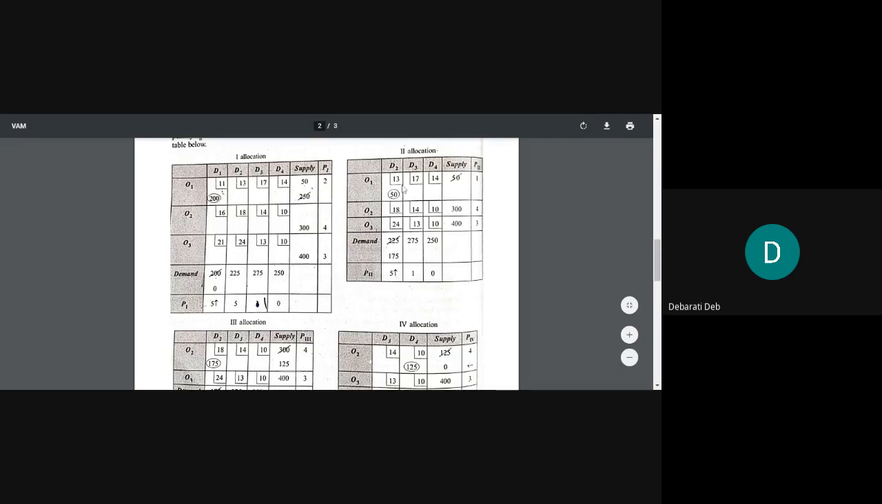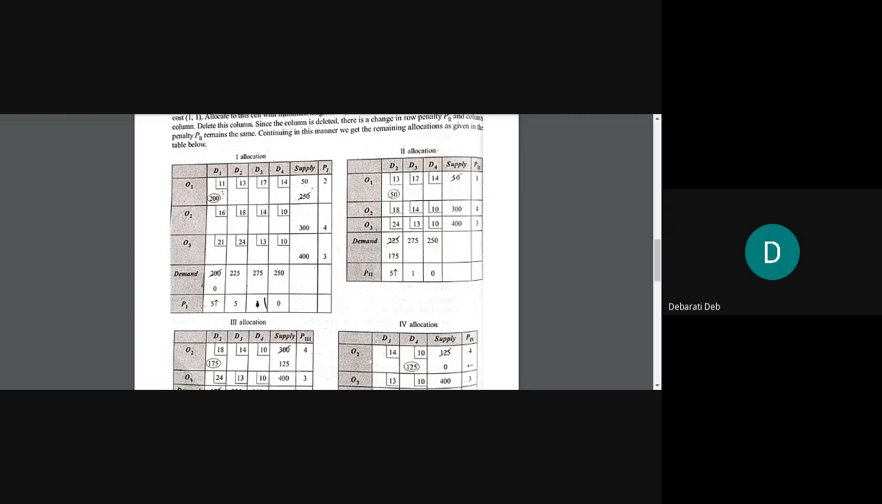How much will we allocate? We have 50 on the row total and we have 225 on the column total. Lowest is 50. So we will allocate 50 in this cell and put a circle on this allocation. So this 50 will get exhausted. In the O1 total, we will strike off 50. Nothing is left out of 50. And in the column total, out of 225, 50 has been allocated. So the left is 175.